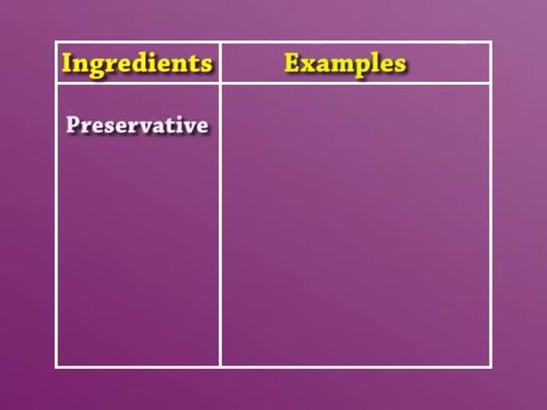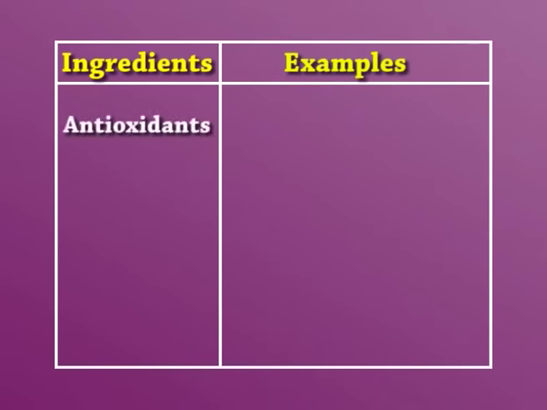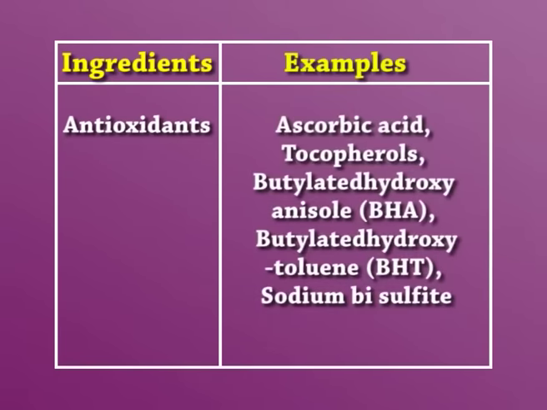Preservative is very important in the formulation aspects of suspension, which prevents microorganisms. Preservatives include benzalkonium chloride, benzoic acid, propylene glycol, cetrimide, chlorobutanol, disodium EDTA. Antioxidants are also important in order to reduce oxidation: ascorbic acid, tocopherols, butylated hydroxyanisole, butylated hydroxytoluene, sodium bisulfate.